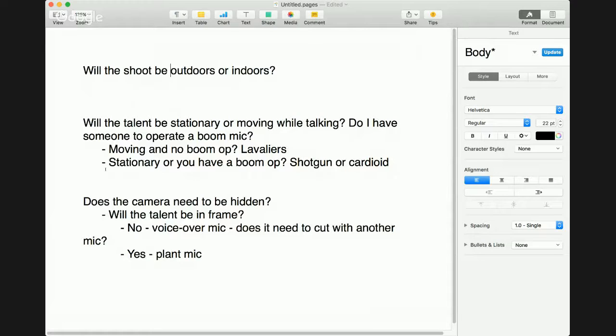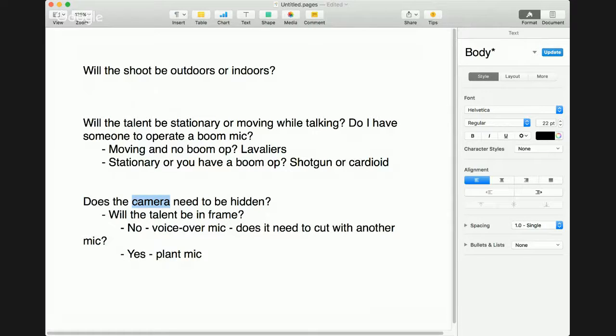Now, if the talent are going to be stationary, or if I do have a boom operator available, and sometimes that's me, even as a one-man band, I will sometimes operate a boom pole, then I would definitely go with a shotgun or a cardioid, again, depending on whether I'm indoors or outdoors. So in my case, mostly indoors, so I'm going to be using a cardioid. Again, that Audio Technica 4053b is what I turn to a lot. So just some considerations there.